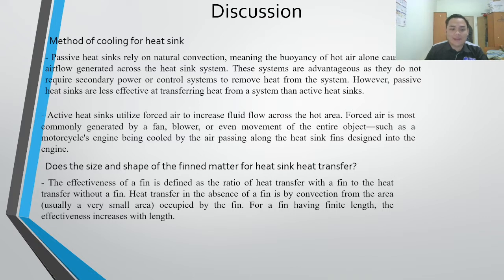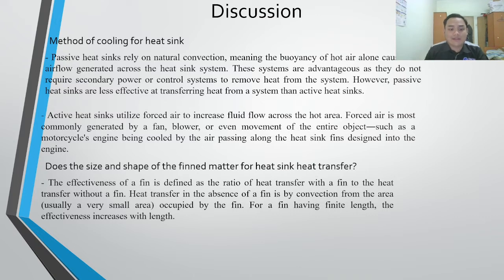The active heat sink utilizes forced air to increase the flow rate across the hot area. Forced air is most commonly generated by a fan, blower, or even movement of the entire object, such as a motorcycle engine being cooled by the air passing along the heat sink fins designed into the engine. The difference between passive and active heat sinks is like free convection and forced convection: passive is free convection and active is forced convection.